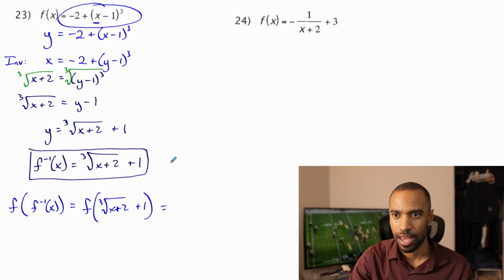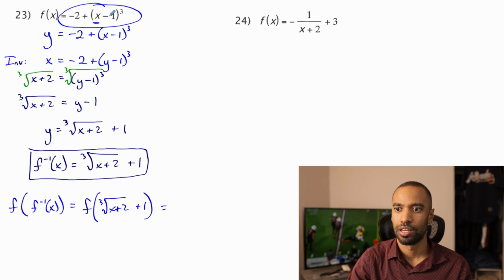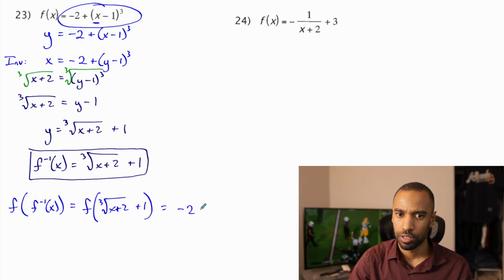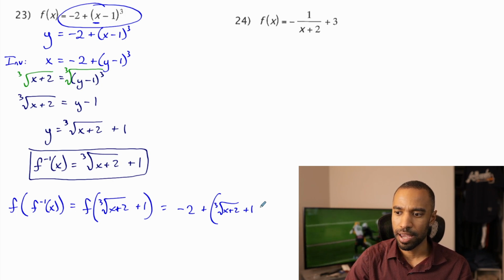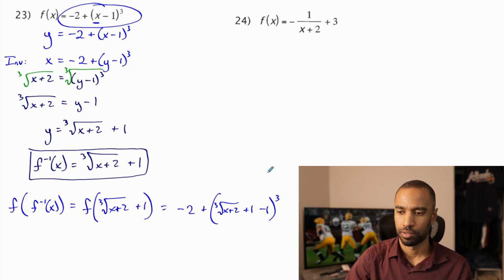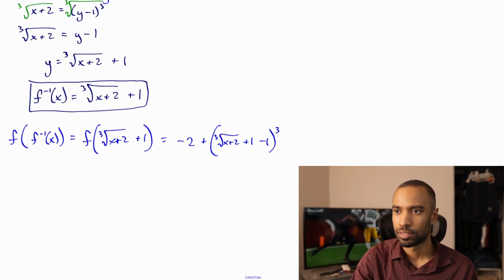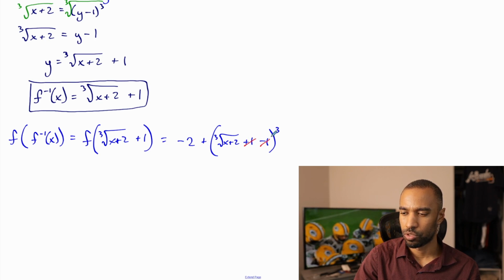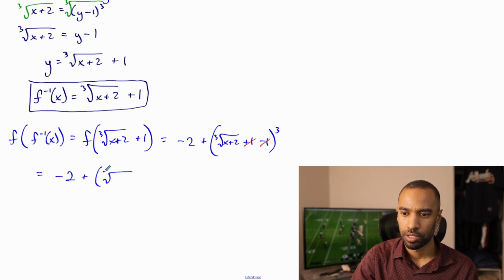This replaces x. So I'm going to write negative 2 plus the quantity, instead of x, this, minus 1 cubed. So this is negative 2 plus the quantity, here we go, cube root of x plus 2 plus 1, and then there's the minus 1 cubed. Okay, and if all goes well, which it shall, will be hunky-dory. 1 minus 1 is 0, so those are gone. So as far as just getting a cleaned up version of what we have right now, that's negative 2 plus the cube root of x plus 2, and that's cubed.